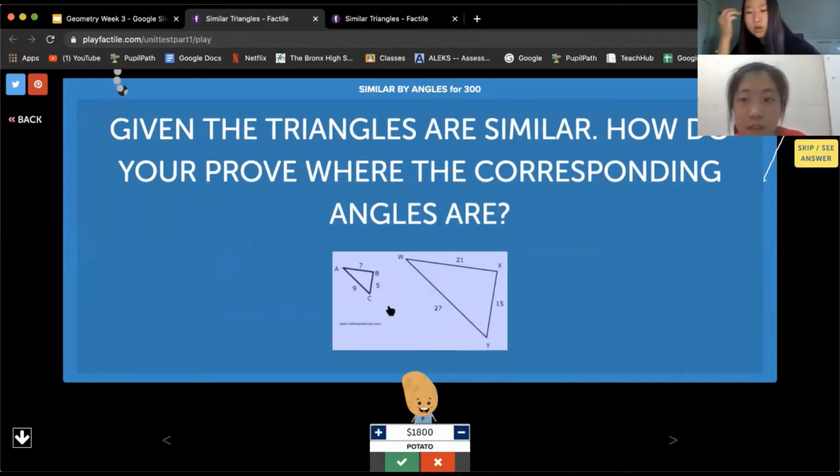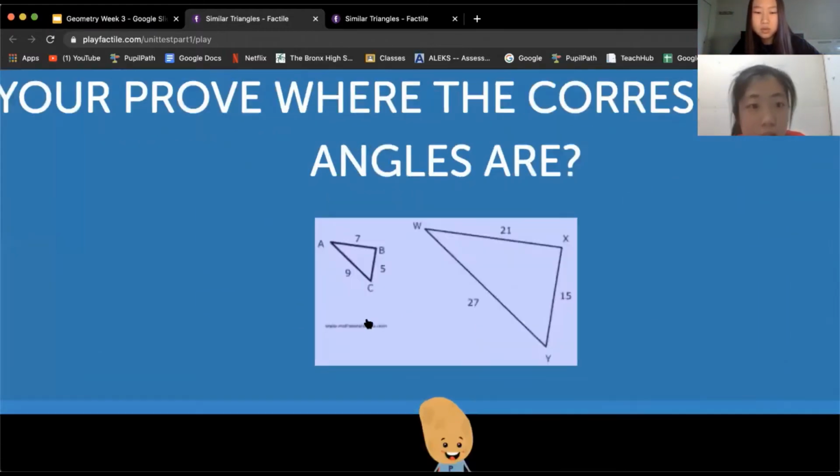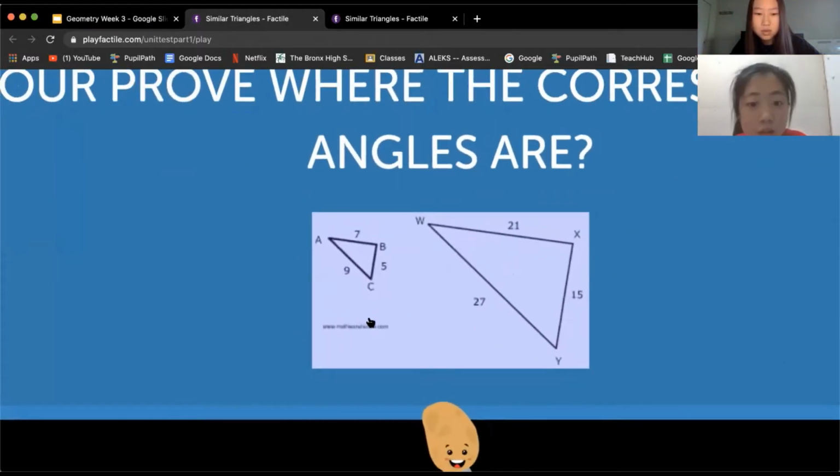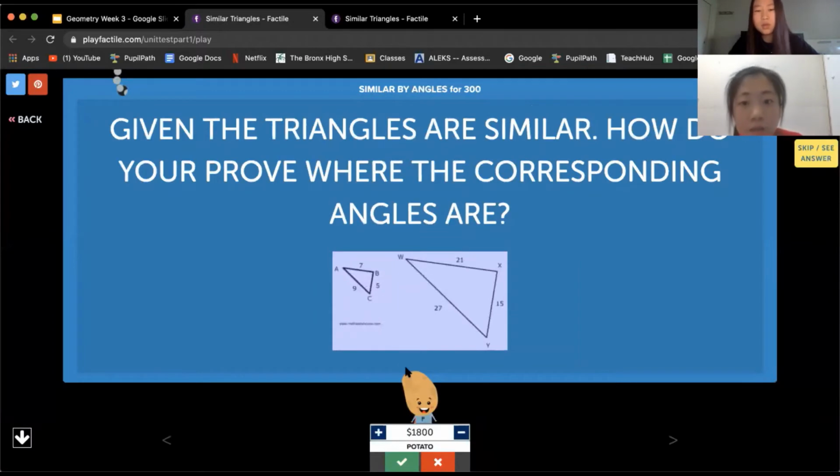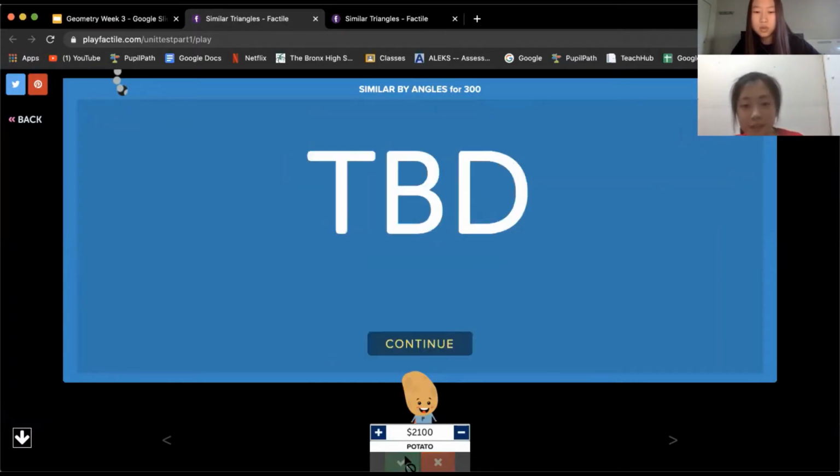Is this more of like a proof? Oh, given the triangles are similar, how do you prove where the chord? Yeah, that's kind of more like a proof. Okay, then we're just going to skip this.